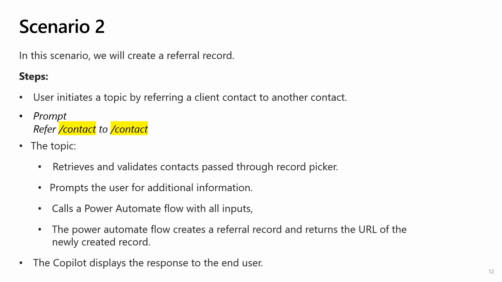This is a really interesting scenario as we will be creating a new record instead of retrieving the information. Here are the steps. The user initiates a topic by referring a client contact to another contact. You can see the prompt on your screen, and then the topic will retrieve and validate the contacts passed through the record picker. It prompts the user for additional information, then calls a Power Automate flow with all inputs. The Power Automate flow will create a referral record and returns the URL of the newly created record. The Copilot displays the information to the end user.